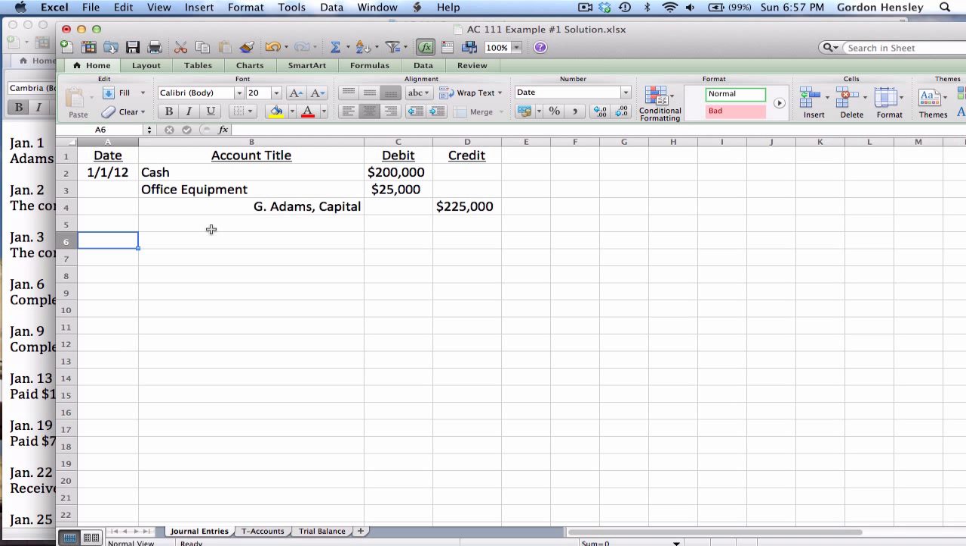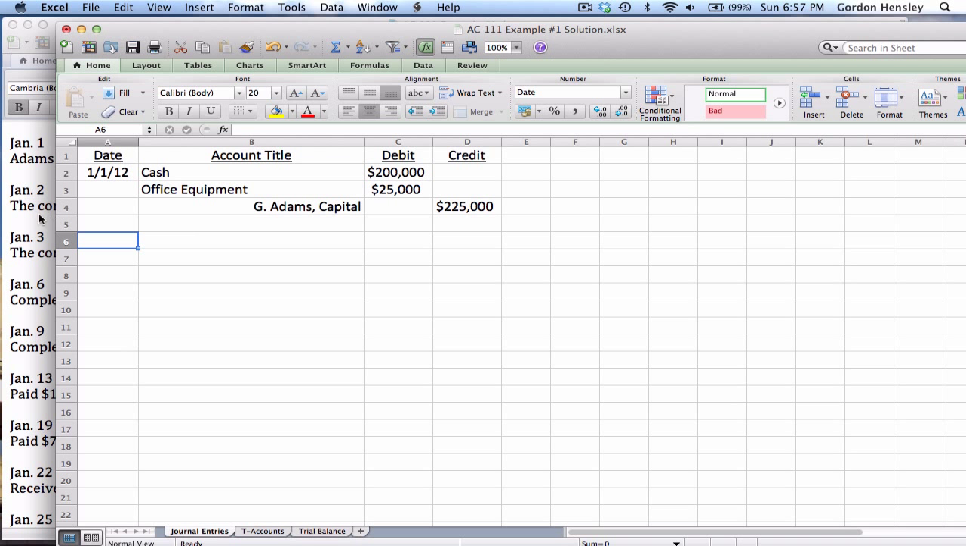So that's the first journal entry: a debit to cash, $200,000, a debit to office equipment, $25,000, and a credit to capital, $225,000. That will show the assets and the investment that goes to capital.